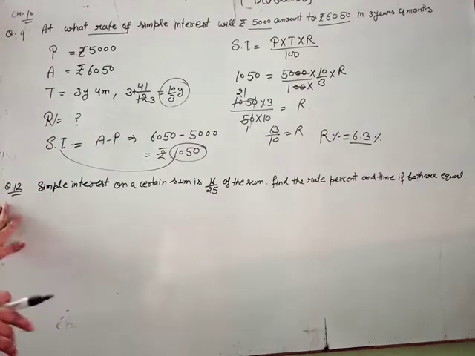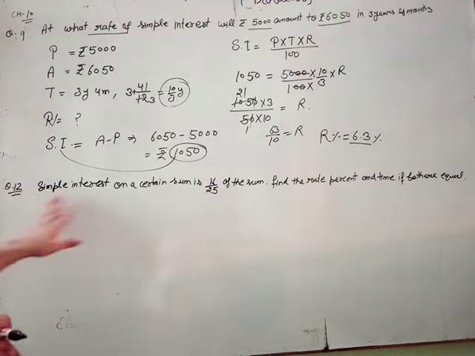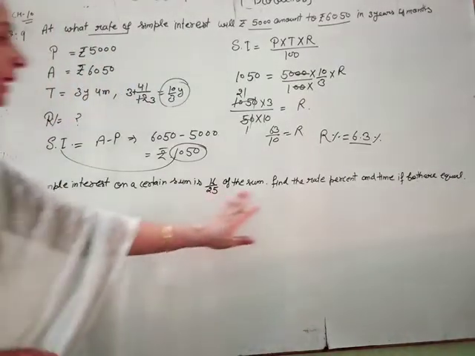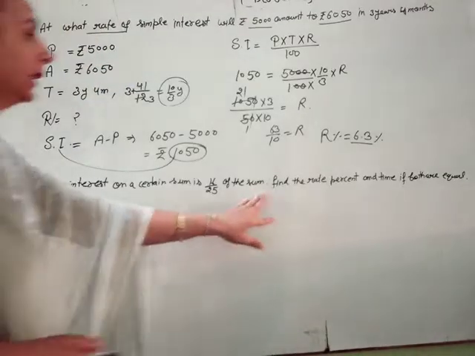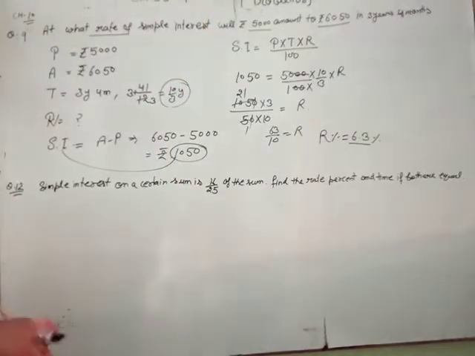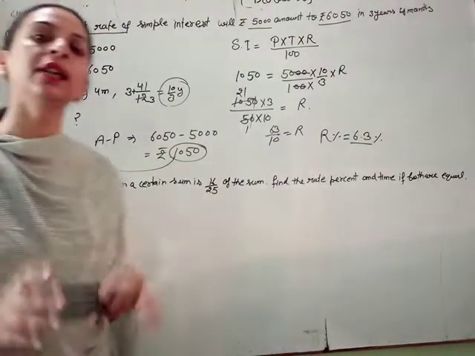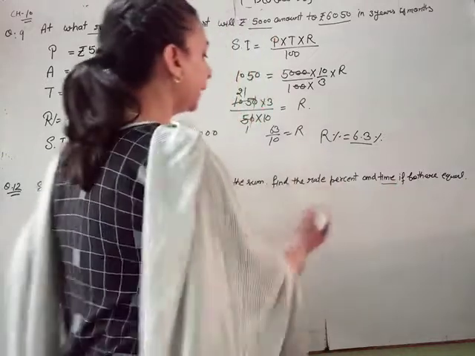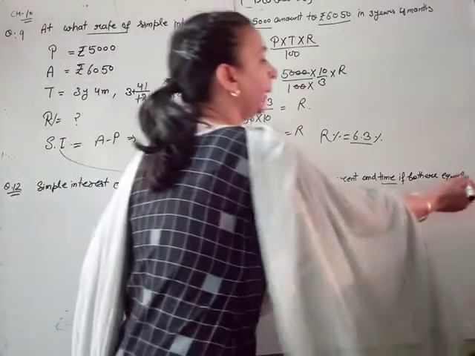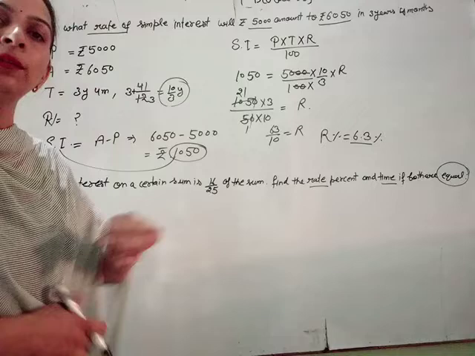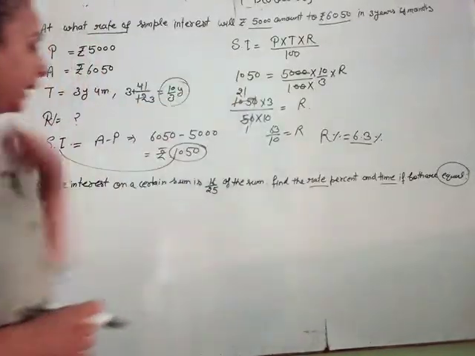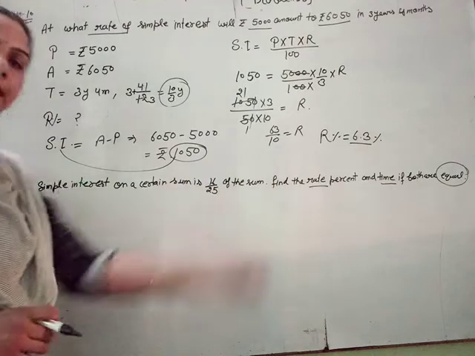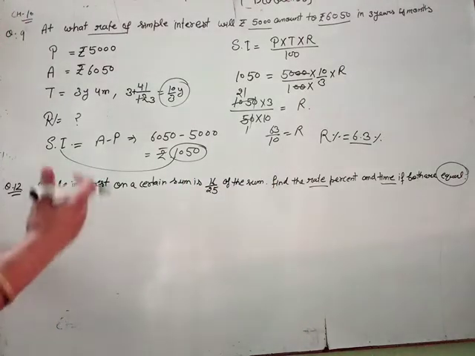Next is question number 12. Simple interest on a certain sum is 16 by 25 of the sum. Sum means principal. Find the rate percent and time if both are numerically equal. Students, time period and rate of interest are both numerically equal, and the simple interest is 16 by 25 of the sum.